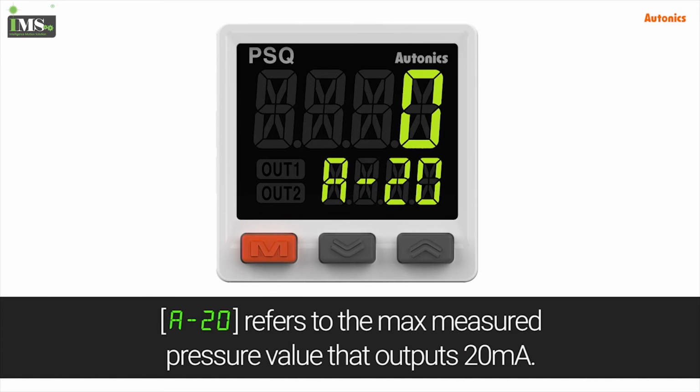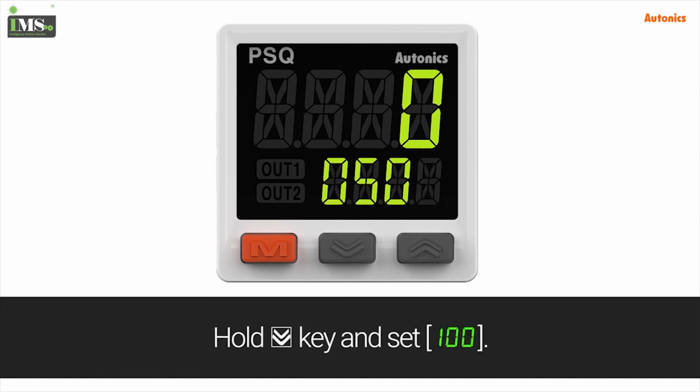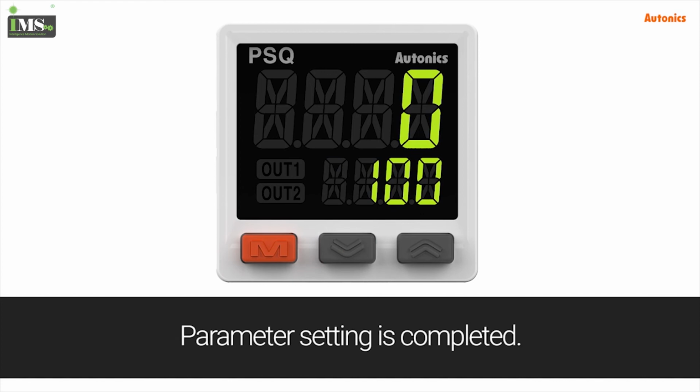A-20 refers to the max measured pressure value, that outputs 20 mA. Hold down key and set 100. Parameter setting is completed.